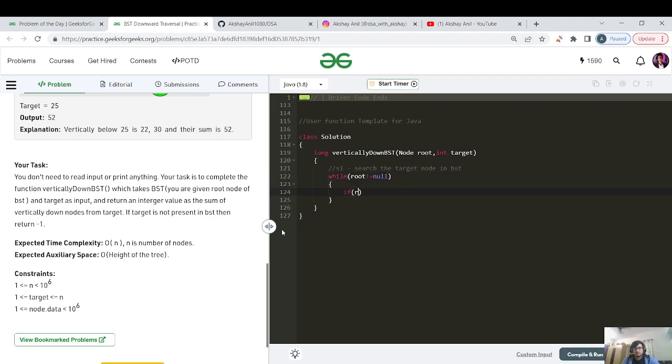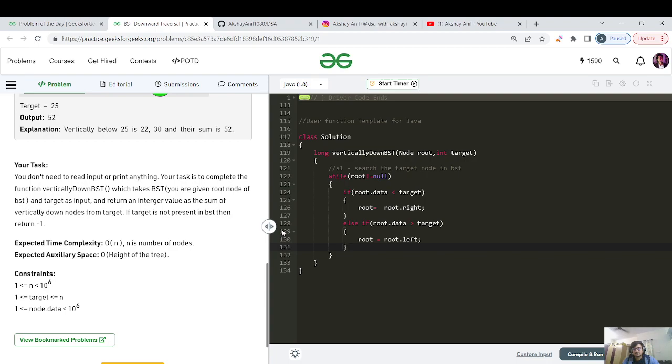And I will say that if root.data is less than target, then I need to move in the greater direction, which is nothing but root = root.right. There will be an else-if case, which signifies that if root.data is greater than target, then I need to move in the lower direction of the root node, so root = root.left, because in a BST root.left is always less than the root node.